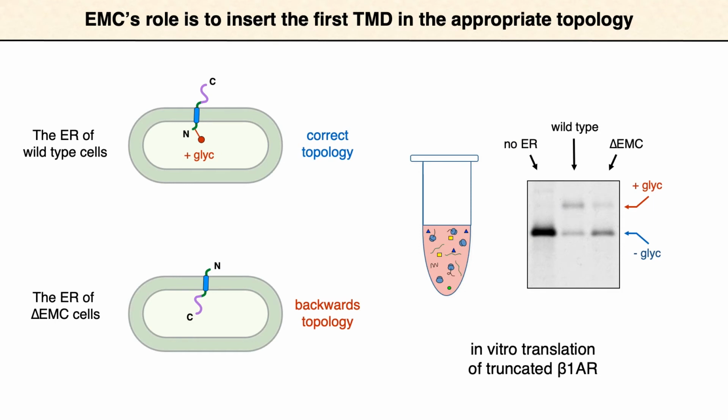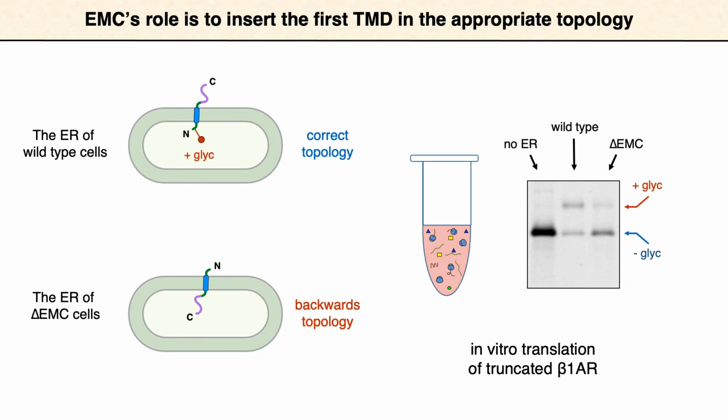However, when we dug a little deeper, we could determine that EMC is actually acting at an early step. It's acting on the first transmembrane domain of the beta-1 adrenergic receptor. We can see this if we just take the first transmembrane domain into our in vitro translation assay, and we still see the glycosylation defect that we saw with the full-length protein. If we now look at the topology in either case, we see that this glycosylated portion that is enriched in the EMC knockout ER is just an inverted insertion. So it's inserted in the wrong orientation.